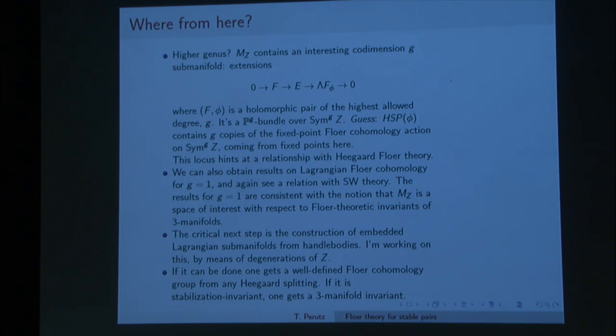So, the conclusion is, if that can be done, one gets a well-defined Floer cohomology group from any Heegaard splitting of a 3-manifold, and if it's invariant under stabilizations, one would get a potentially interesting 3-manifold invariant.